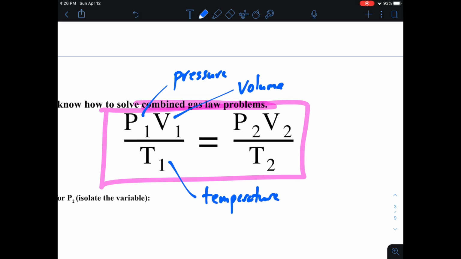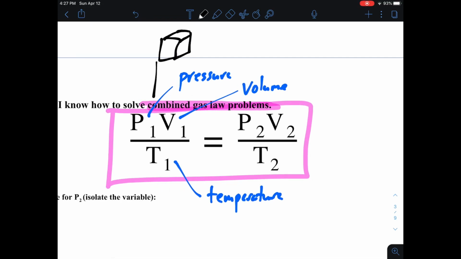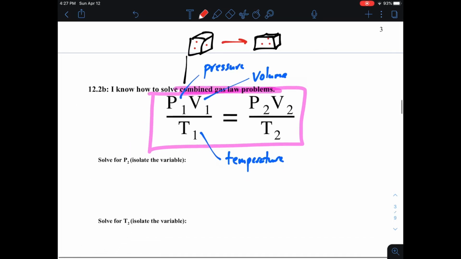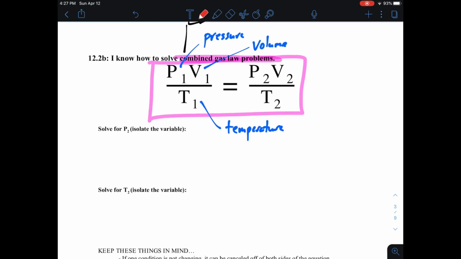is equal to, let's say that we had some sort of system. Let's say that at our initial phase here, we had some sort of container, and we had some particles moving around in it. And let's say we changed this container. So now maybe the volume had changed, and that might change the pressure or temperature inside. If we take pressure times volume over temperature, that equals the new pressure times volume over temperature. So the 1 versus the 2 is whether it's initial or final.